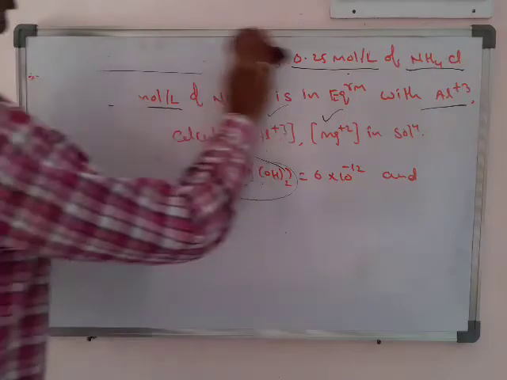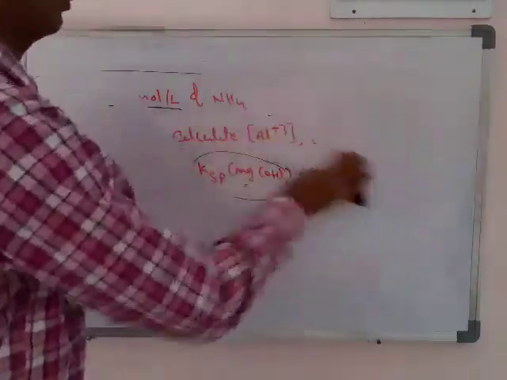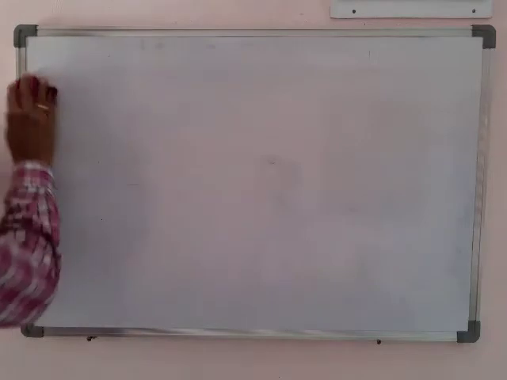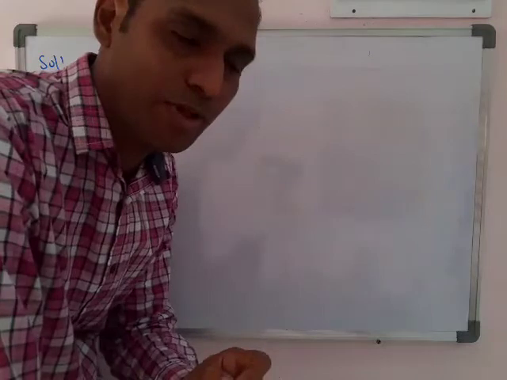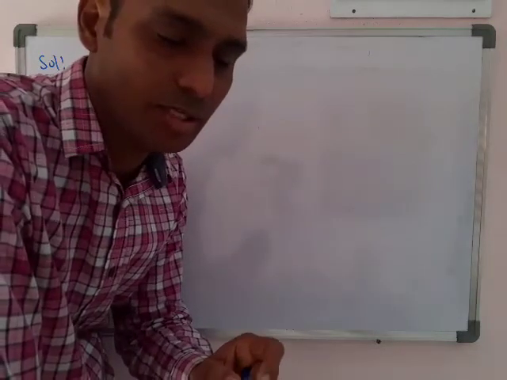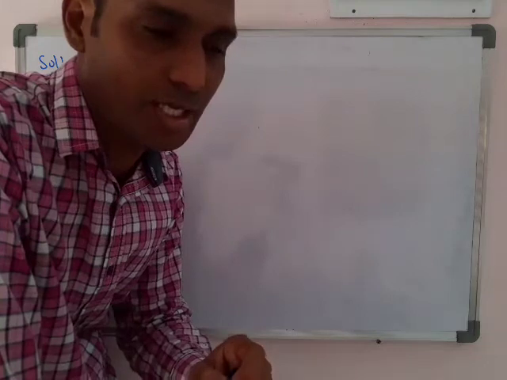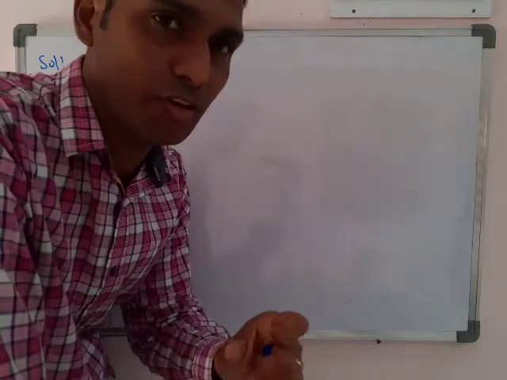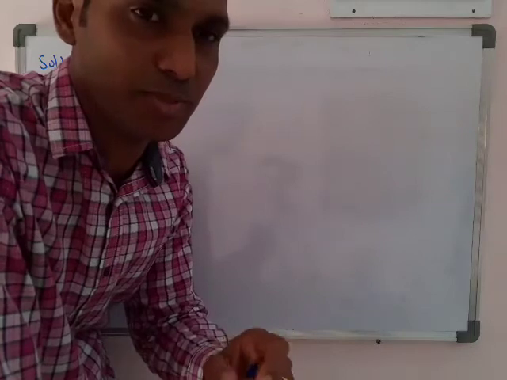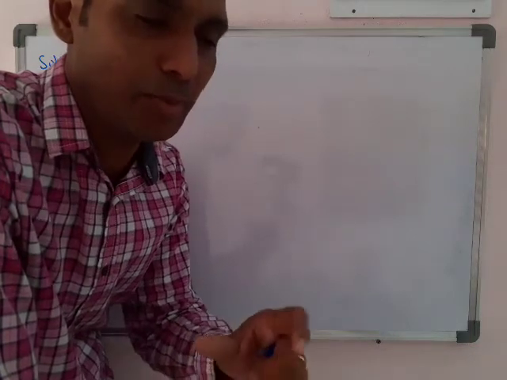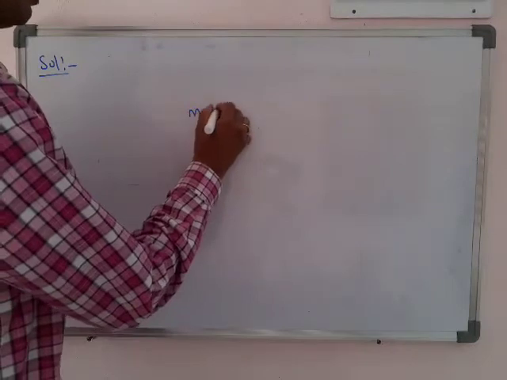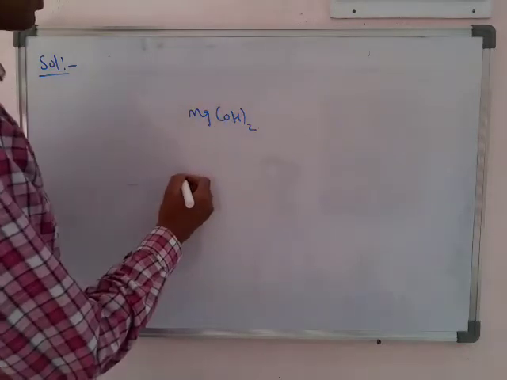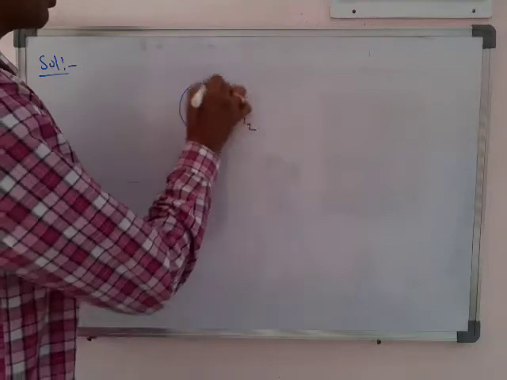So now we proceed with the problem. The Ksp values of magnesium hydroxide and aluminium hydroxide are given. Aluminium is present in the form of aluminium hydroxide, and magnesium is also present in the form of magnesium hydroxide. So for magnesium hydroxide, now we have to calculate the Mg plus 2 concentration.